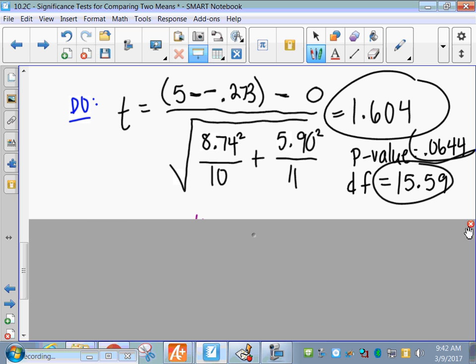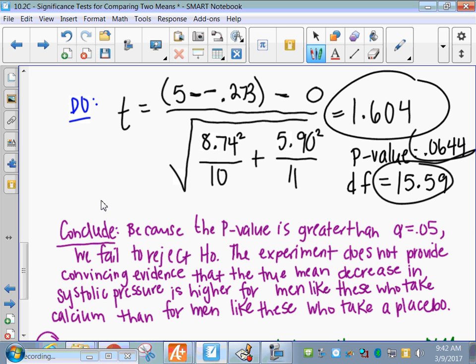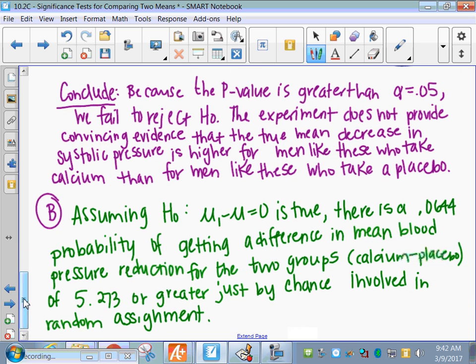And so, of course, conclude. So this p-value is 0.06, right? That's greater than 0.05. So because the p-value is greater than our alpha, we fail to reject the null. The experiment does not provide convincing evidence that the true mean decrease in systolic pressure is higher for men like these who take calcium than for men like these who take a placebo.